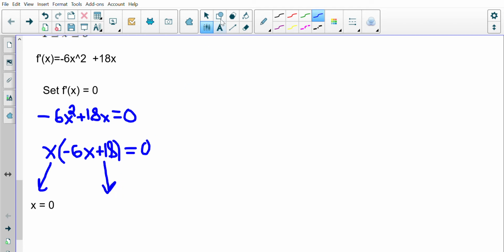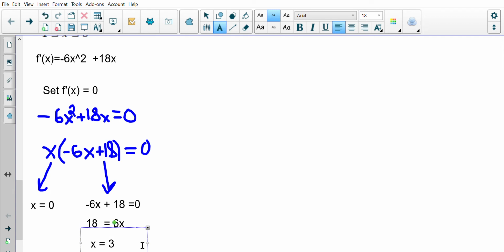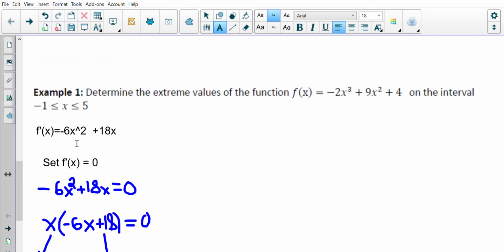All right, now I got to solve my second equation here, where I got -6x plus 18 is equal to 0. I'm going to move the -6x to the other side. Doesn't matter. Change a side, change a sign. And, of course, I divide both sides by 6. I get x equals 3. All right, so I've got my x values where this function has a local max or local min. And then we have our endpoints.